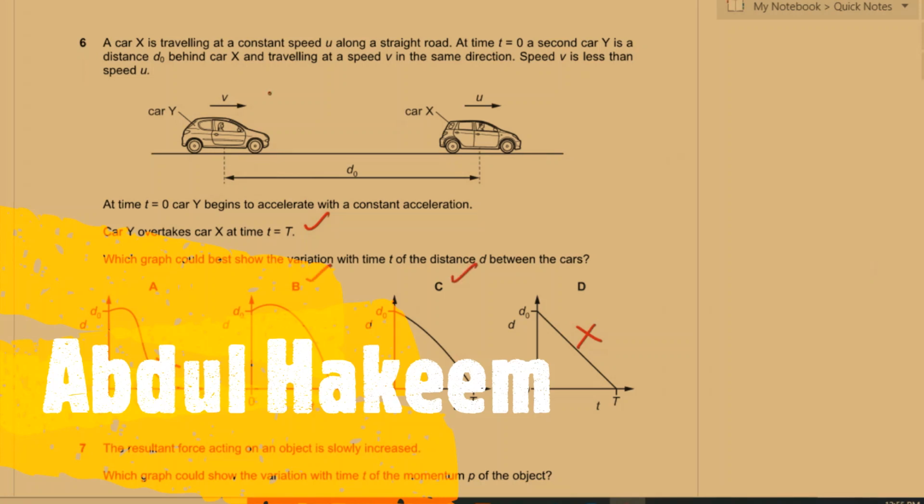So initially, the speed V is smaller than U. When car Y is slower than car X, the gap will increase, as car Y is moving slowly as compared to car X. So initially the gap will increase and then the gap will decrease with the increasing speed. So initially look, the gap is increasing and then the gradient is increasing. So B is the answer. Here, initially the gap is not increasing, it is decreasing. So C is the wrong answer. So B is the option.